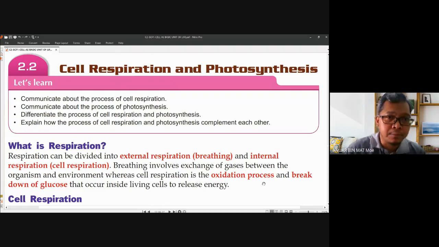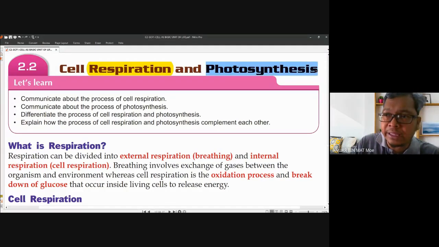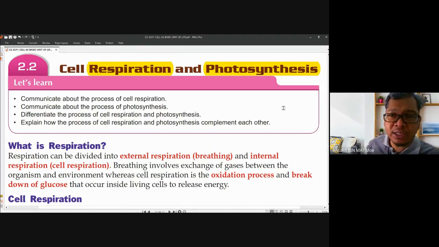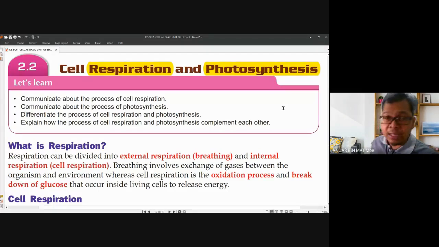So number one, we learn what cell respiration is. In topic 2.2, there are two processes you need to remember: respiration and photosynthesis. After this, you must be able to explain what respiration is and what photosynthesis is. I think you already learned about this in primary school, but never mind. In secondary school, we go a little bit deeper into this topic.